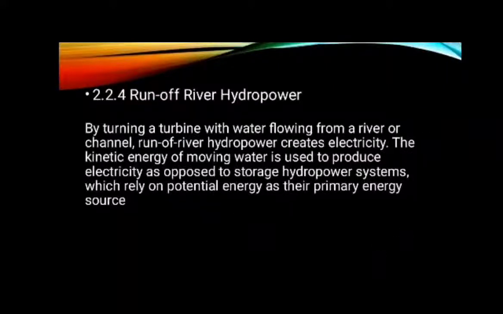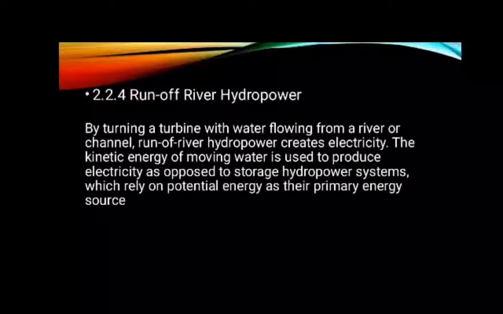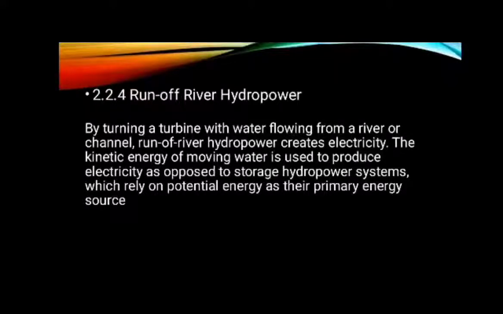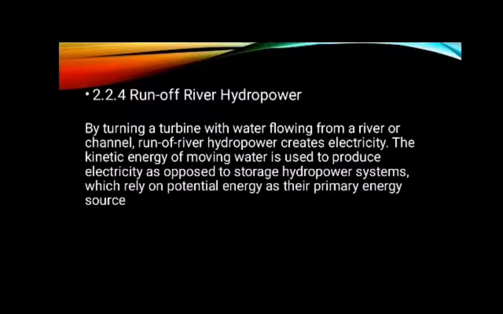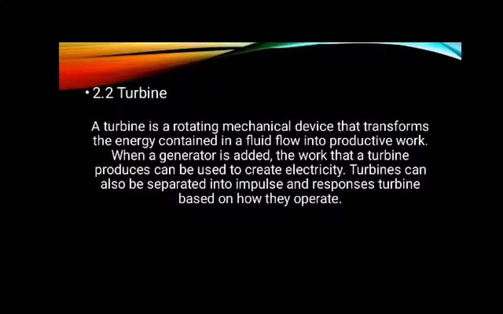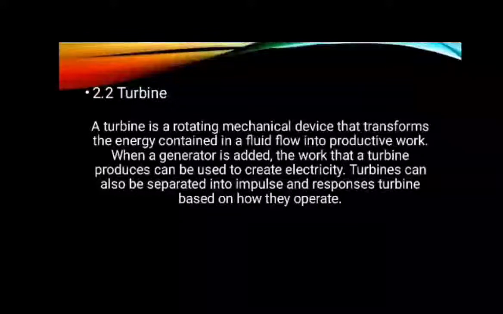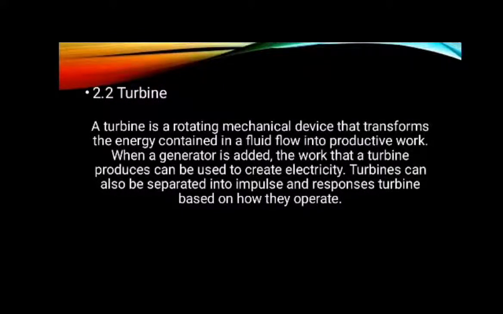vibrating water columns. Run-of-river hydropower. By turning a turbine with water flowing from a river or channel, run-of-river hydropower creates electricity. The kinetic energy of moving water is used to produce electricity, as opposed to storage hydropower systems, which rely on potential energy as their primary energy source. Turbine. A turbine is a rotating mechanical device that transforms the energy contained in the fluid flow into productive work. When a generator is added, the work that a turbine produces can be used to create electricity. Turbines can also be separated into impulse and reaction turbines based on how they operate.